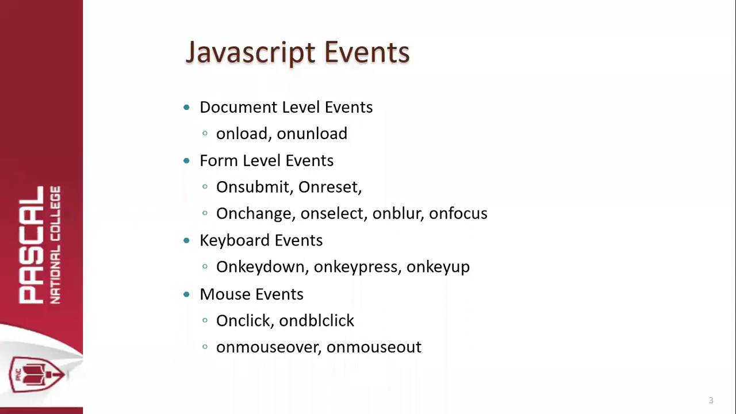Similarly, keyboard events are on key down, on key press, and on key up. These are some of the keyboard events. Next, for mouse events, we have on click, on double click, on mouse over, and on mouse out.